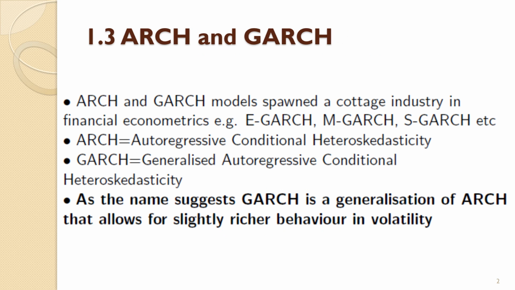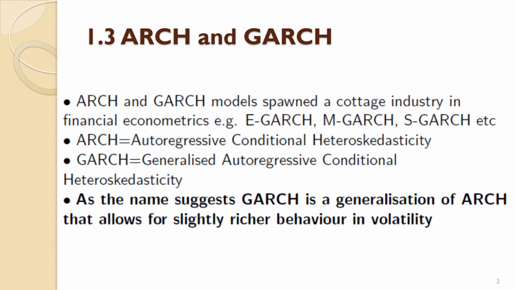So in terms of ARCH and GARCH then, ARCH and GARCH models have spawned a sort of cottage industry in fairly tedious financial econometrics. There are various names that are often bandied about, things like E-GARCH, M-GARCH, S-GARCH. They're all basically variations on a theme. The basic ideas really are contained within ARCH and then the generalization to GARCH. These are a little bit difficult to spell and to pronounce. Here goes. ARCH stands for autoregressive conditional heteroscedasticity, and GARCH stands for generalized autoregressive conditional heteroscedasticity.